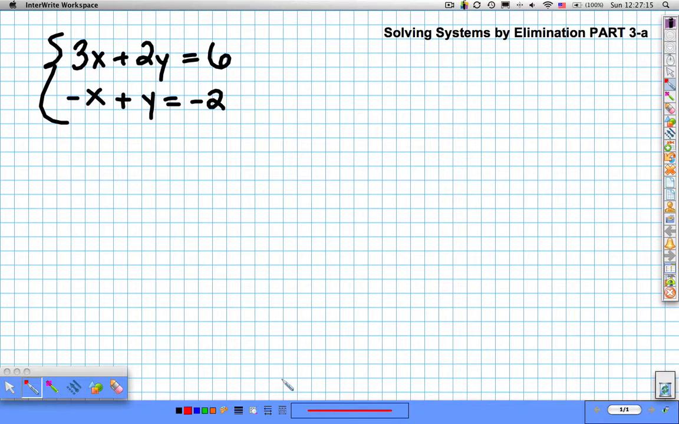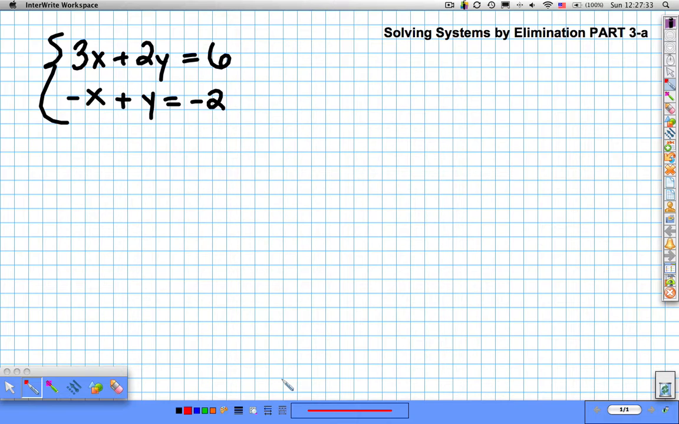For part 3 of solving systems by elimination, I decided to break part 3 up into 2 segments. So there will be 2 different systems, one for each. The reason is that I want to show you a couple examples of how we can manipulate systems slightly so we can use elimination.